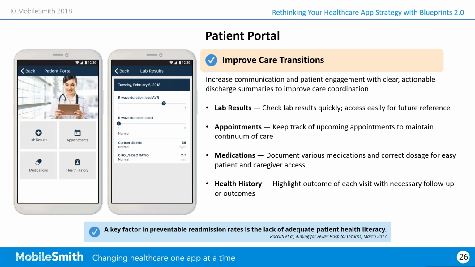Patient portal, again, this is to improve care transitions. You can check your lab results, appointments, medications, health history. And again, a key factor in preventable readmissions, based on this study, is inadequate health literacy that you get when you're not aware of your health history, for example.